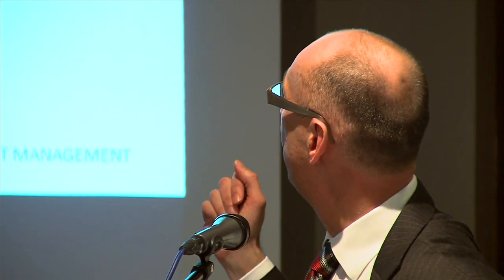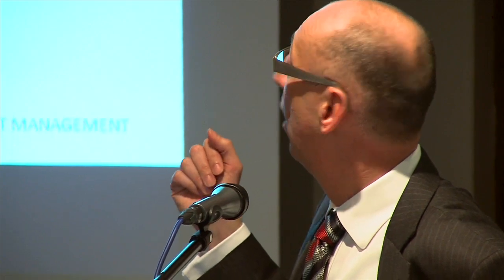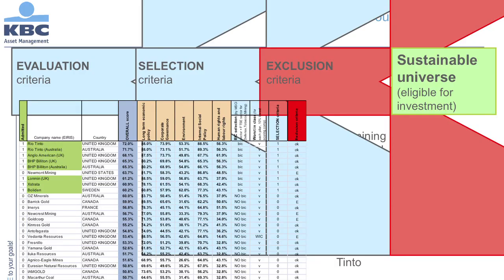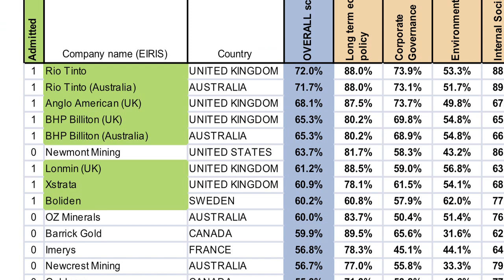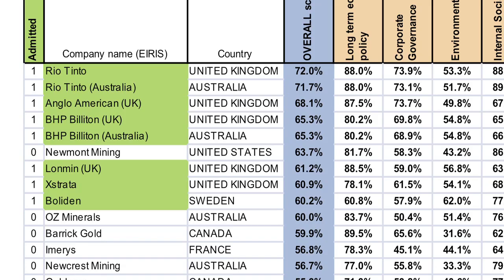In each investment product we offer, we have a screening on companies which produce controversial weapons. These are excluded from each investment product. But the other screening criteria are only applied in the SRI funds. 47 mining companies are screened in our evaluation model, and we select 8 on the best in class methodology, which are best in class: Rio Tinto Australia, Anglo American, BHP Billiton, Lonmin, Strata, and Boliden. Newmont Mining is excluded, it happens to be best in class, but is excluded because it does not pass the UN Global Compact selection criteria.